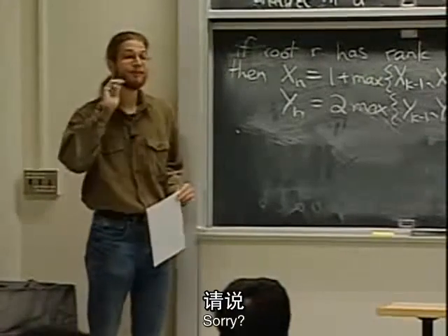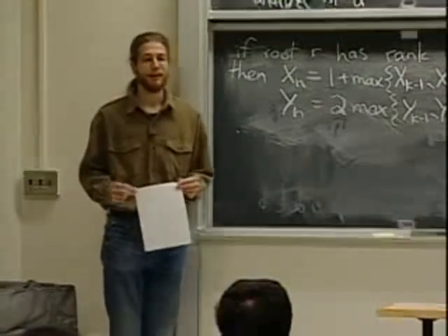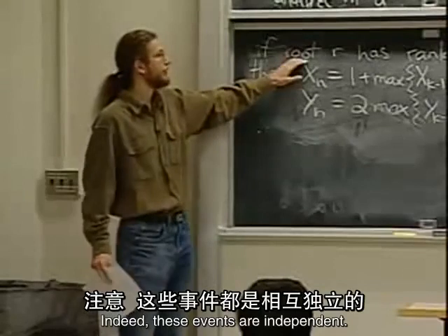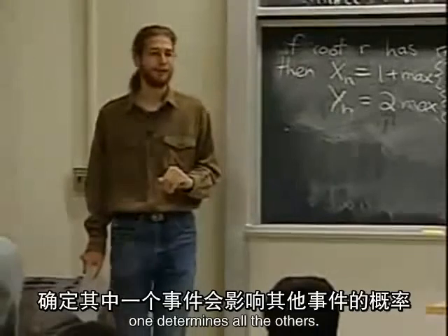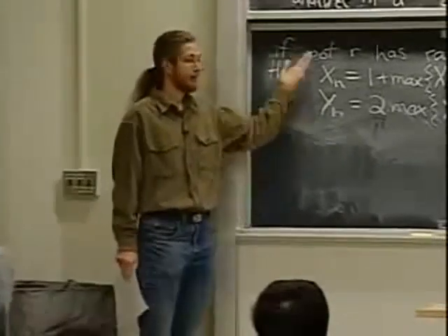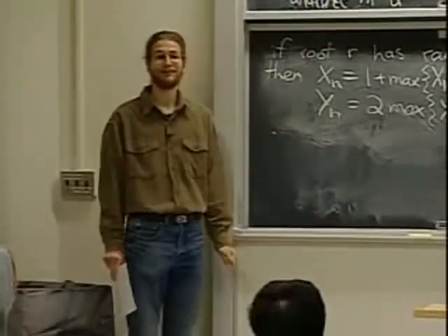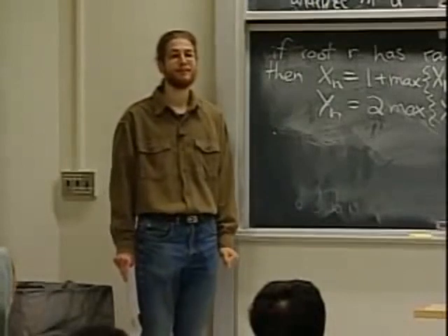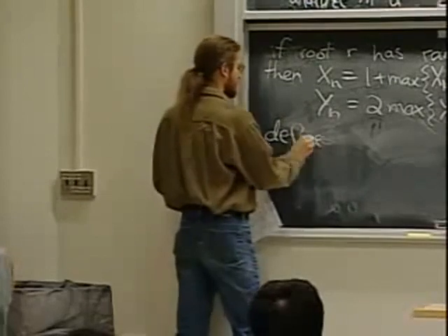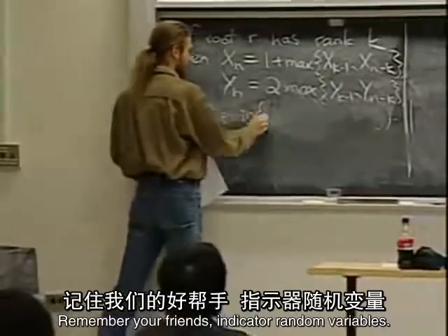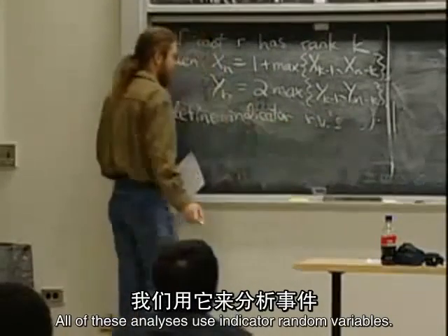Divide by the probability of the event, more or less. Indeed. These events are equally likely. They're not independent. In fact, one determines all the others. So how do I generally represent an event in algebra? Indicator random variables. Good. Remember your friends, indicator random variables. All of these analyses use indicator random variables.